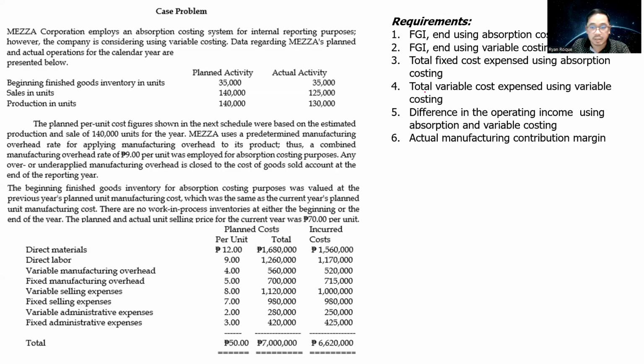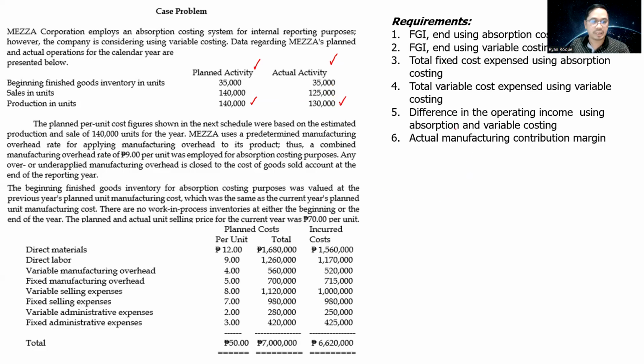Now we will have another problem. This is quite a long problem wherein the planned level of activity is different from the actual level of activity. In all our examples in the lecture video before and in the previous slides, the planned level of activity is just the same as the actual level of activity. But this time, the company planned for 140,000 units, but the actual is just 130,000 units. So there will be a difference in the overhead applied and the actual overhead.